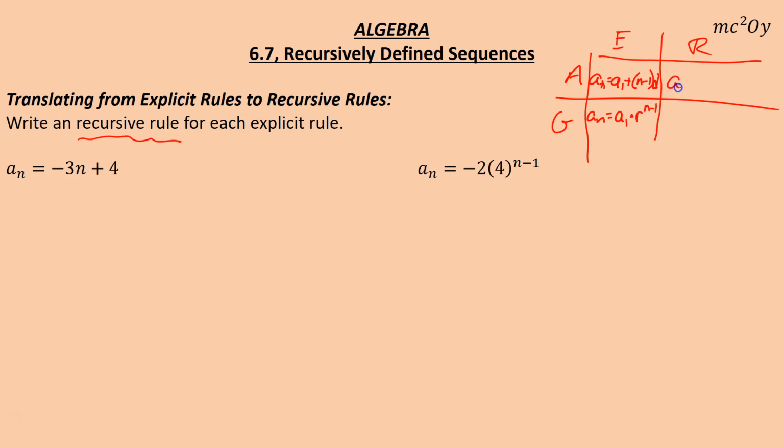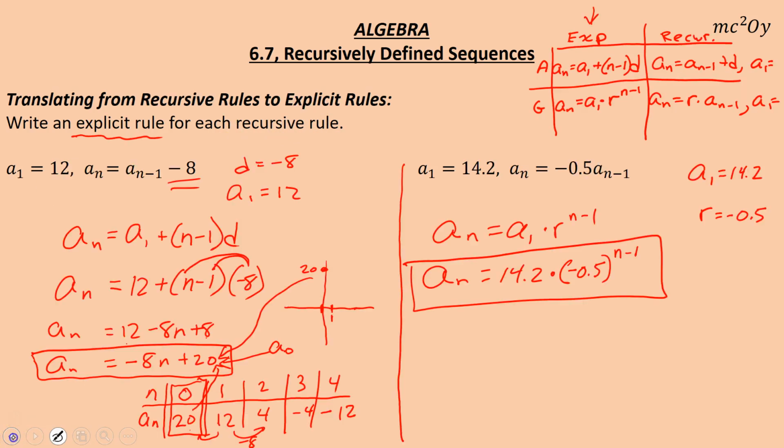Recursive: a sub n is equal to a sub n minus 1 plus d. And then we need to know a sub 1. And then a sub n is equal to r times a sub n minus 1. And we need to know what a sub 1 is. And here we're given the explicit rule. Just like this one down here was explicit. Notice it's a linear equation. Here's my slope. And my slope on this also happened to be my common difference.